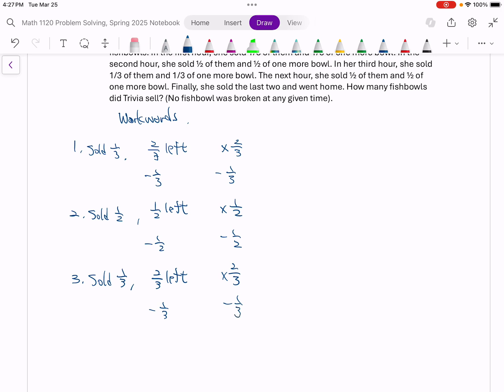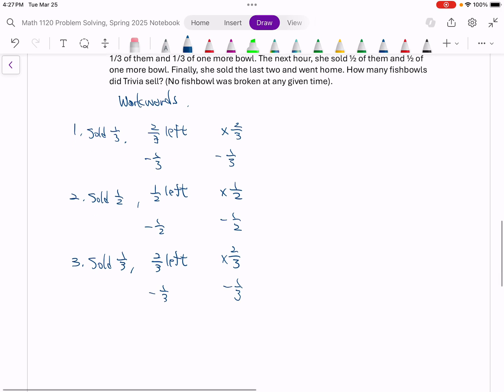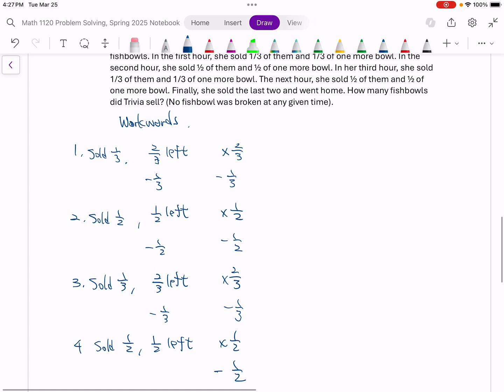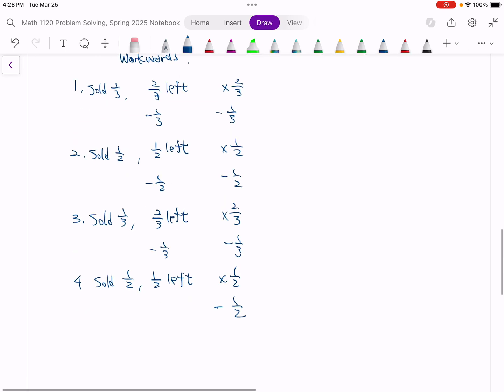Final hour, she sold 1/2 of what was left. Then you have 1/2 left. Therefore, it's times 1/2, and then 1/2 more. So minus 1/2. Finally, she sold the last two and went home. So you had two left after this. Now, let's work backwards, right? I'm going to use the purple. Working backwards means you need to reverse the mathematical operations.